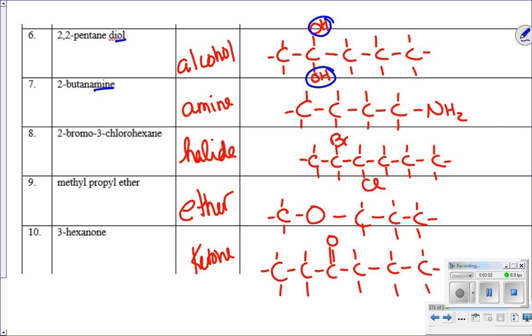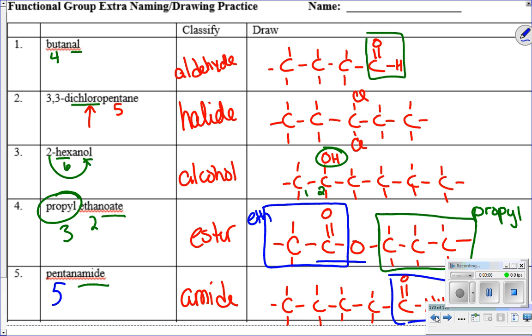Hexane. Actually, I'm going to go back for a moment. Sorry. I would like to do condensed structures for these. So my condensed structure here, CH3, CH2, CH2, CHO. So my aldehyde, I'm condensing that ending down to CHO. You won't really need to worry about condensing halides too much.